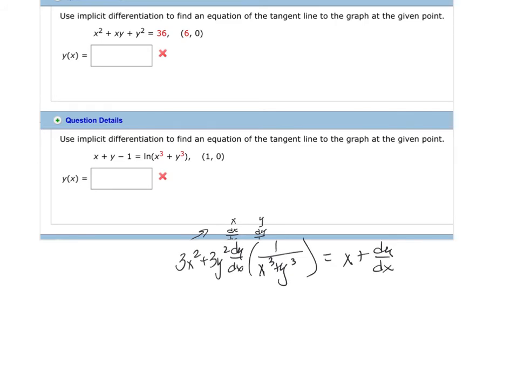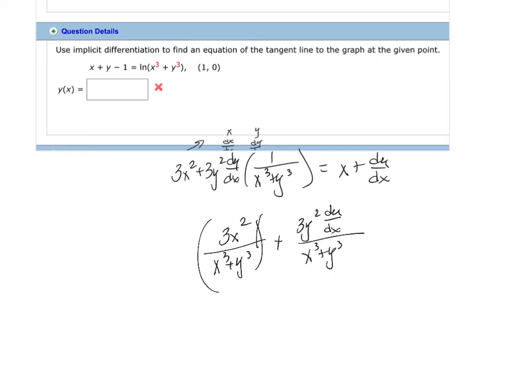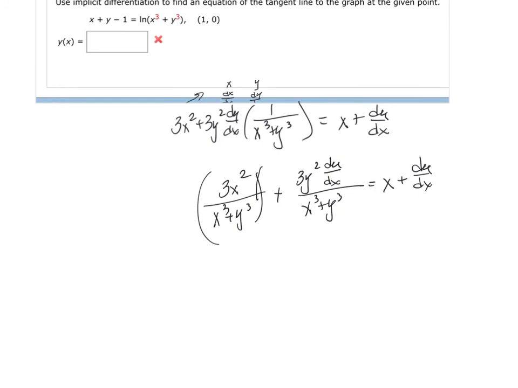So put together anything that has a dy over dx on one side. By the way, there would not be a question to this level on your quiz, don't worry, on your test, I'm sorry. So this becomes 3x squared over x cubed plus y cubed plus 3y squared dy over dx over x cubed plus y cubed equals x plus dy over dx. Anything with a dy over dx is staying on one side. Everything else is going to the other.